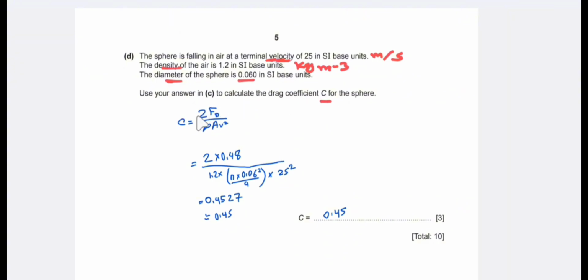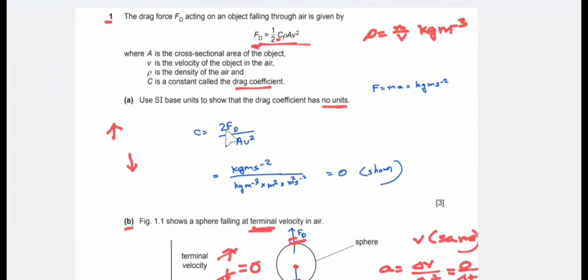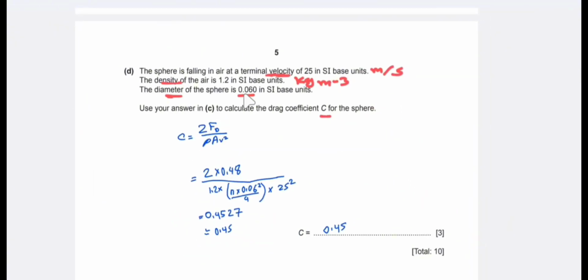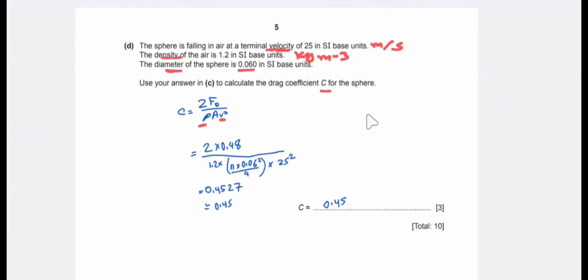Now calculate the drag coefficient C. Initially we make C the subject of the formula, and substitute the value of the velocity, the density, and the diameter. Using the diameter, we first need to find the area. Since the sphere is a circular object, area is pi r squared, or in terms of the diameter, pi d squared by 4. We know the value of the velocity, that is 25, we found the area, and we know the value of density.